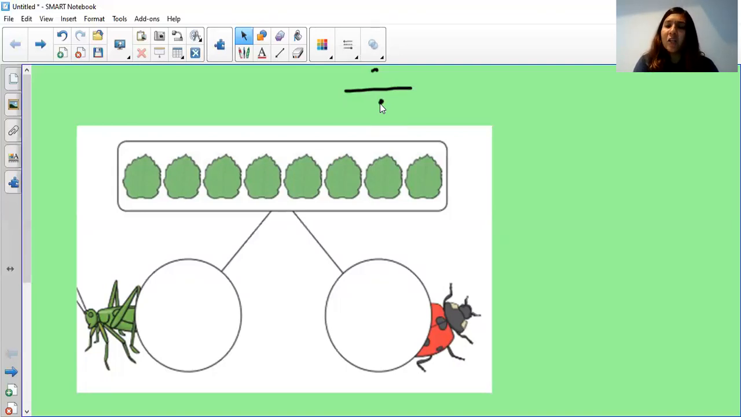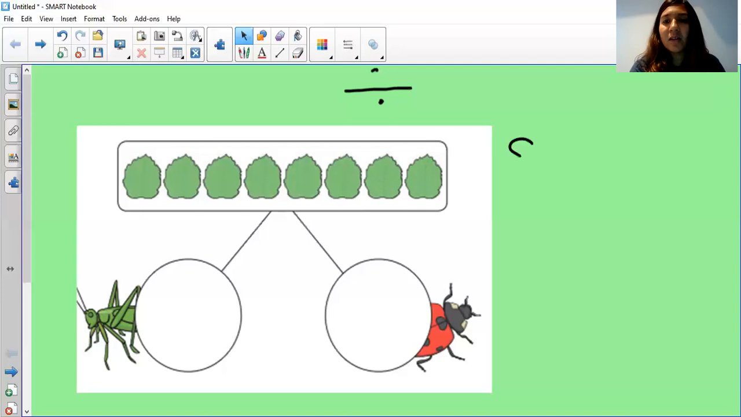So if you remember, can you remember our first step from yesterday's lesson? What do we need to do first? We need to count the leaves, because this will help us write the beginning of our number sentence. So let's count the leaves together. 1, 2, 3, 4, 5, 6, 7, 8. How many leaves altogether?